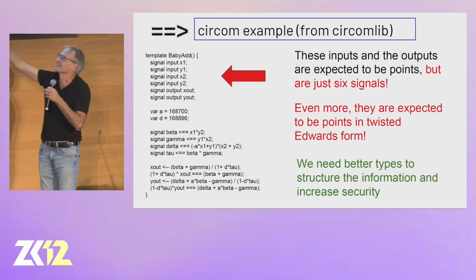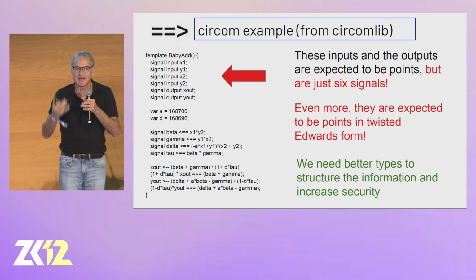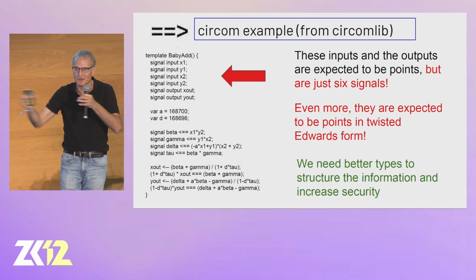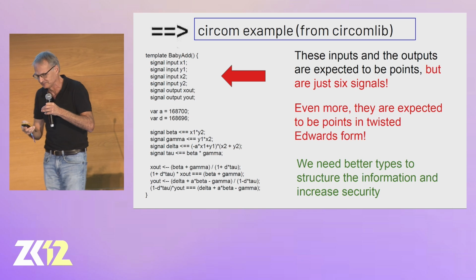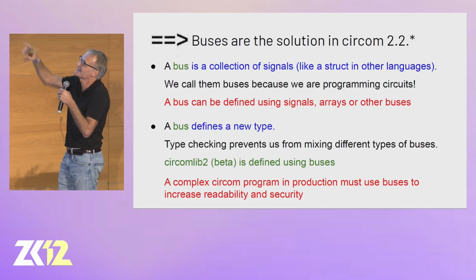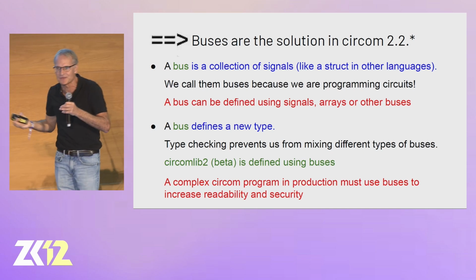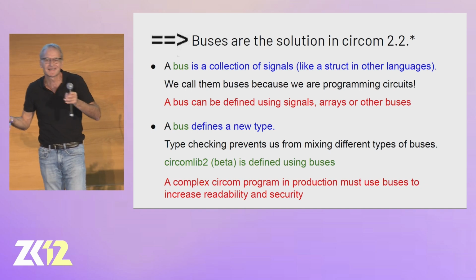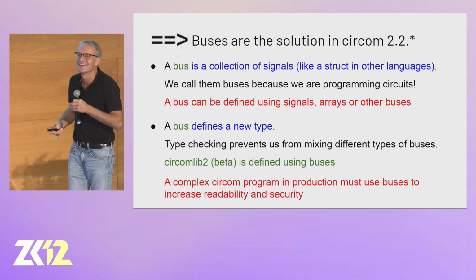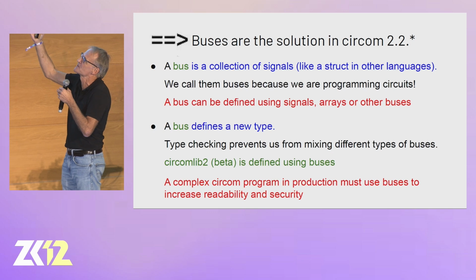To structure the information, and also to increase security, because if we add new types, then the compiler can check these types, and then we know that what we are passing is of the appropriate type. So this is what we intend to do, and here is what we get with buses. Buses are like structs in other languages, but since we are programming circuits, we call them buses, because a bus is the name in a circuit. So from now on, we will use buses.